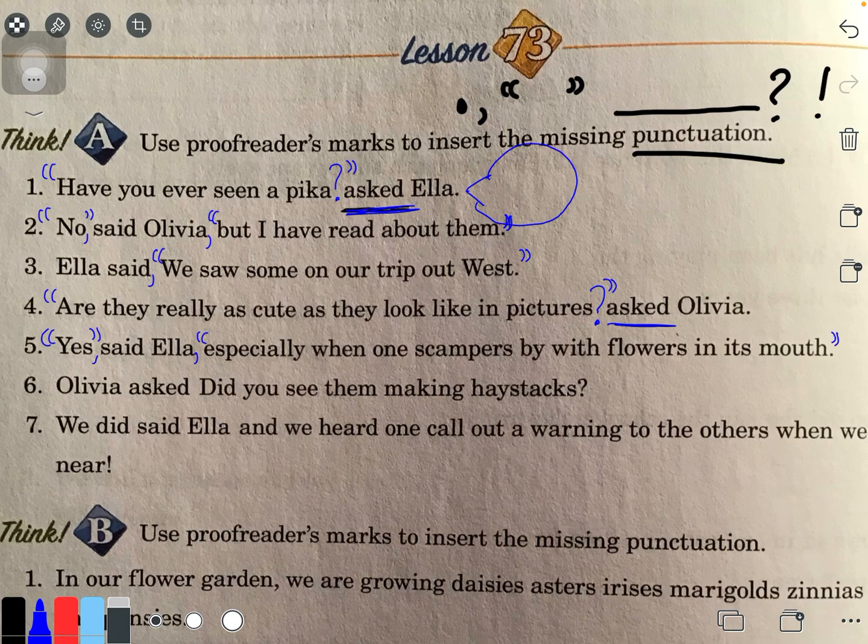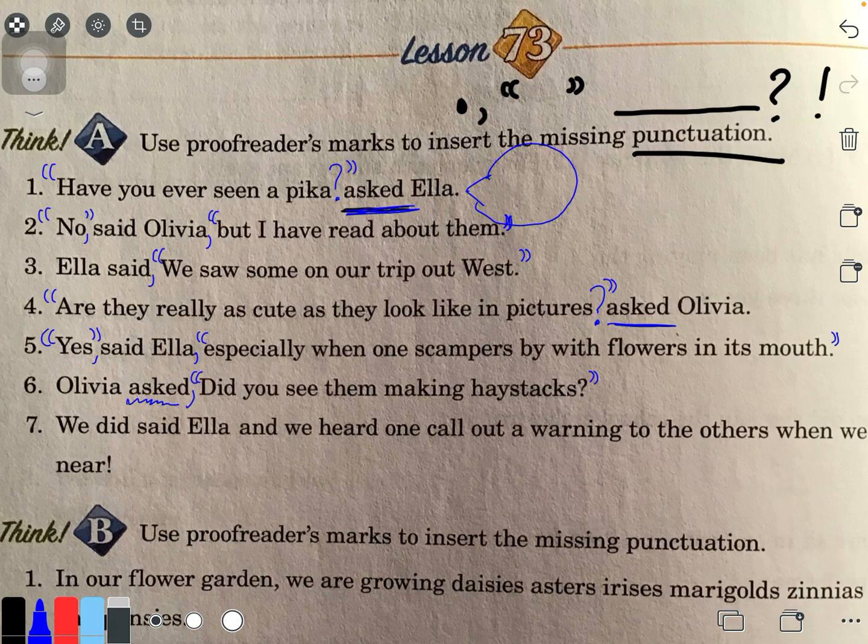Olivia asked, okay, again, someone is talking. We have this dialogue tag, okay? Keep that in mind. So again, envision what she's saying in her speech bubble. She is asking, did you see them making haystacks? Oh, thank the Lord. They already put a question mark there for us. All right, so we put a comma, quotation, and then quotation here. I hope you're able to see my quotation marks.